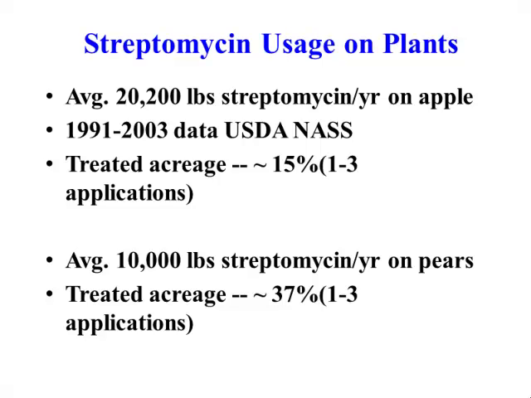And then pears, another crop that's highly susceptible to fire blight. We're seeing about 10,000 pounds of streptomycin use per year. Treated acreage is higher, can be as high as 60% or more of the acreage in California. Again, 1 to 3 applications of streptomycin.